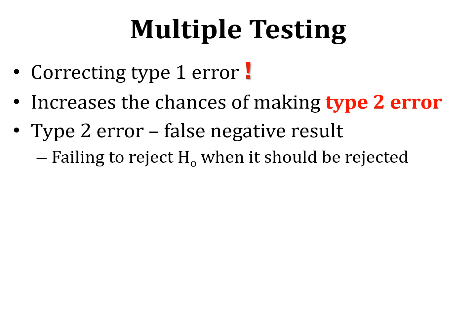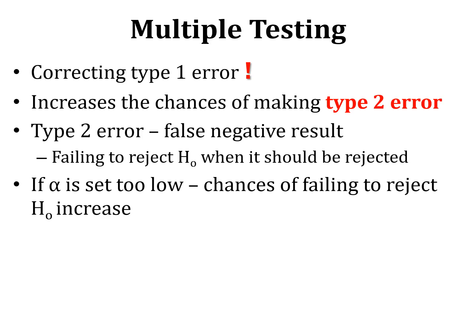And this happens when you have your alpha level very low. So if the level of significance is set too low, then the chances of failing to reject the null hypothesis increase, right? Because if we were rejecting the null hypothesis at 5%, but now we are rejecting it at 1%, it means that the chances of rejecting the null hypothesis when it should have been rejected are becoming low. So we are going to increase the chances of making type 2 error.